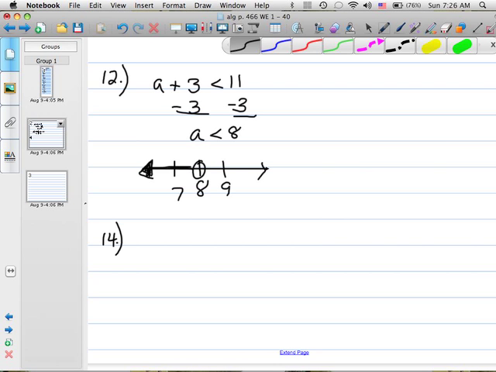Number 14, we have 4q is less than 12. Solve for q, we're going to have to divide by 4. So q is less than 3.